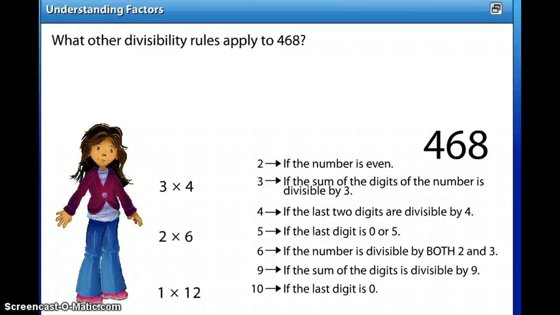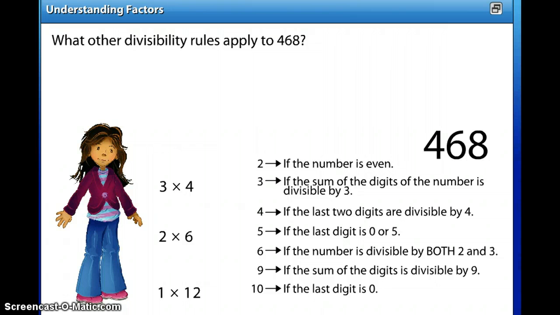Why does it show for the 468 just 4 plus 6 plus 8? Say your question again. Because you're deciding whether it's divisible by that number. This is kind of a trick or a rule that helps you know if that number is divisible by those numbers listed. Okay, what about by 4?